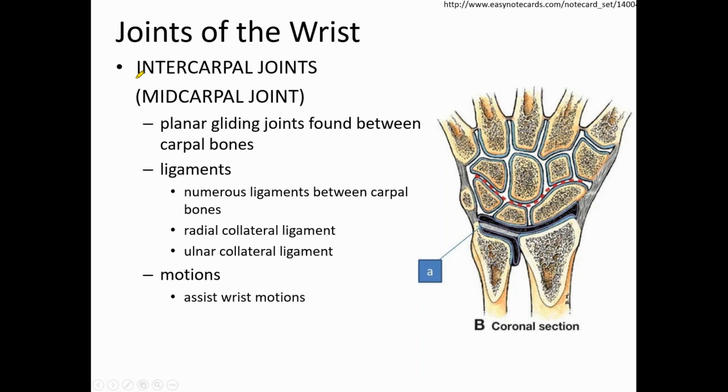Here now we're talking about the intercarpal joints. Specifically, so again, like I said, anytime two of these carpal bones meet up, they form a joint. But then there's a specific joint called the mid-carpal. So you see the red dotted line here? That is the mid-carpal joint. So it's between the two rows of the carpal bones. So they're all planar synovial gliding joints. Lots of ligaments in there, lots. And they assist the wrist motions, or the motions at the wrist.